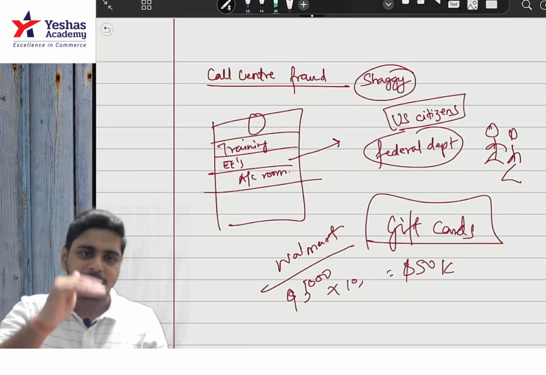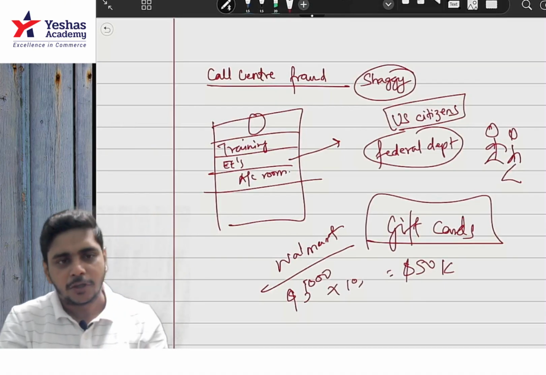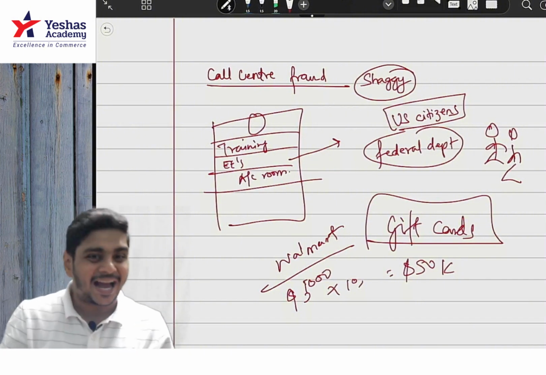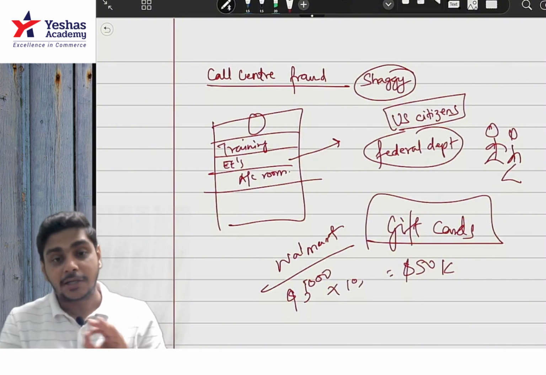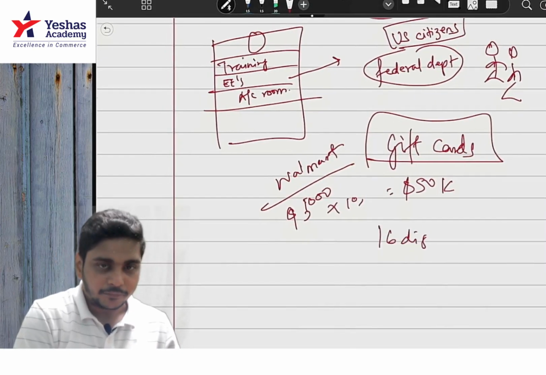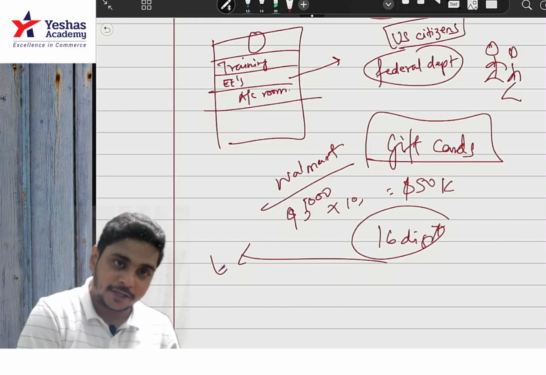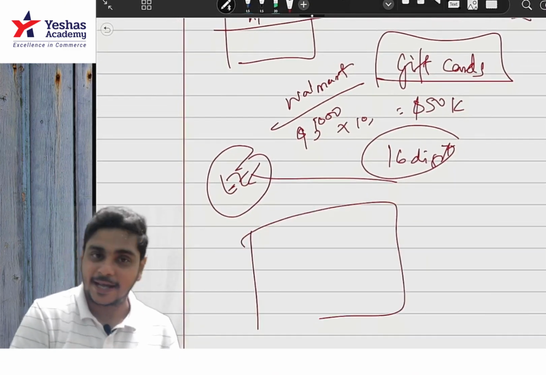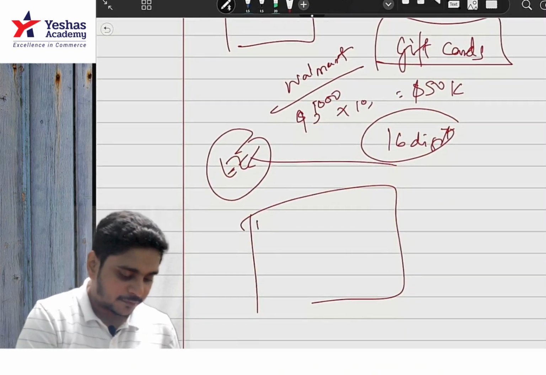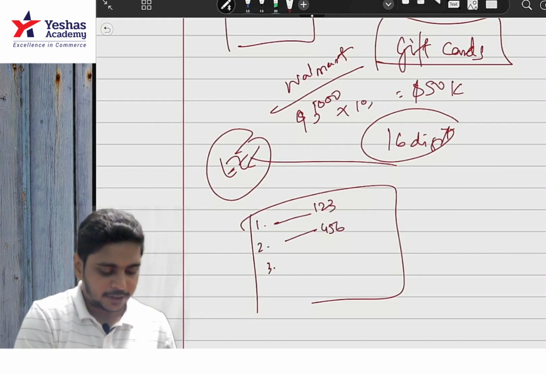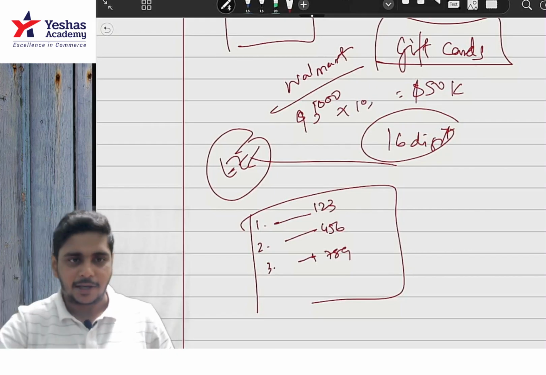The third call would be made by some senior employee. What will he do? The person will get scared. He will go and buy those gift cards at Walmart, 10 gift cards of $5,000, and they will take the numbers. Imagine it was a 16-digit number. That number would be shared with the employee here in India, in Mumbai, in Maharashtra, correct? This employee was maintaining an Excel sheet. So serial number 1, let us assume the gift card number was 123. Number 2 was, let us assume, 456. Number 3 was, let us assume, 789. Like this he will make a list.